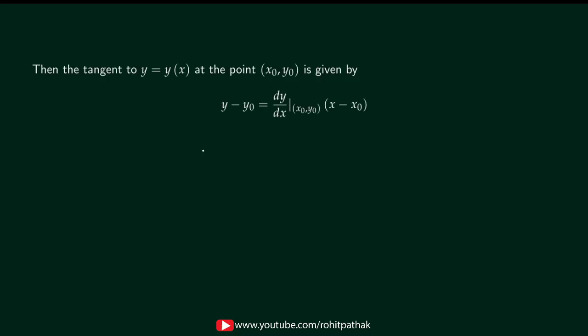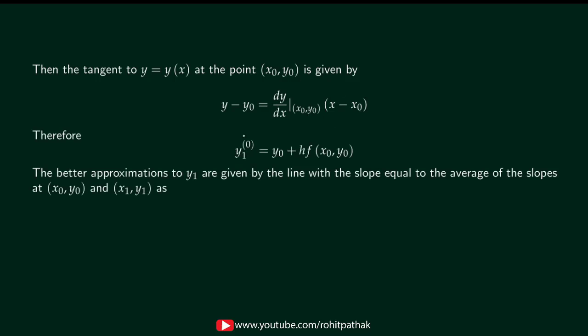So if we derive this modified Euler's method, then we start from the tangent at x0, y0. So tangent at x0, y0 is this. From here we get the estimate of y1. This y1 is the estimate we obtained in Euler's method. So this is by Euler's method. For a better approximation to y1, we replace this tangent by another line with the slope equal to the average of the slopes at x0, y0 and x1, y1.